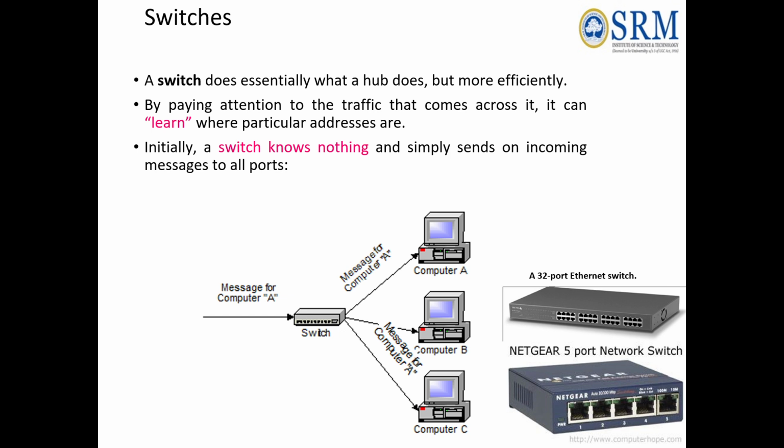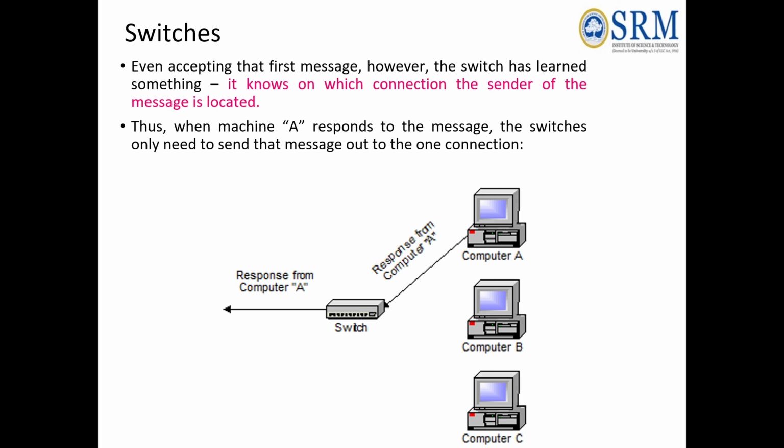Next one, switches. A switch does essentially what a hub does but more efficiently. By paying attention to the traffic that comes across it, it can learn where particular addresses are. Initially, a switch knows nothing and simply sends incoming messages to all ports. However, after accepting the first message, the switch has learned something. It knows on which connection the sender of the message is located.